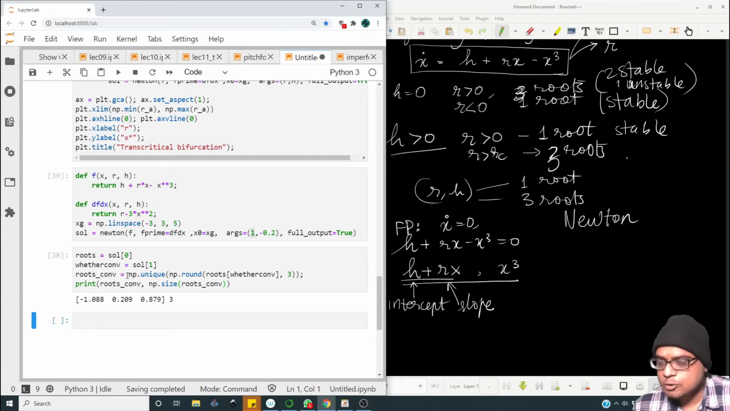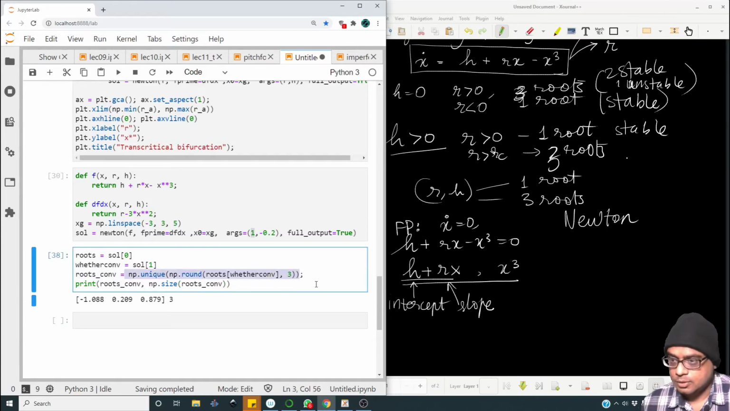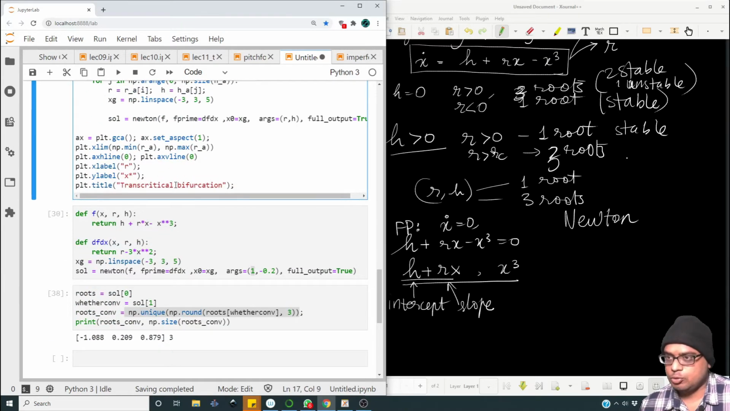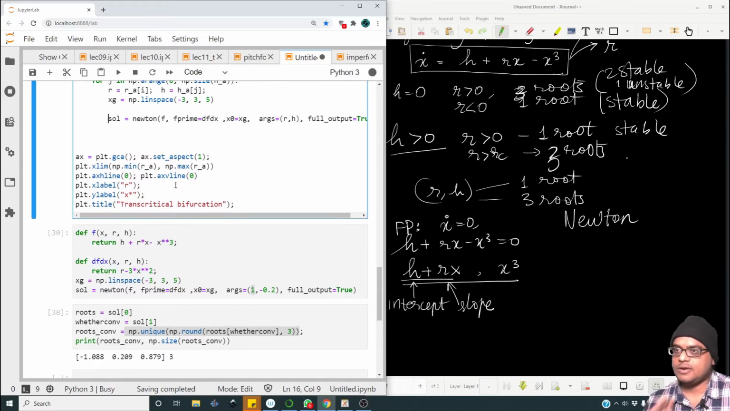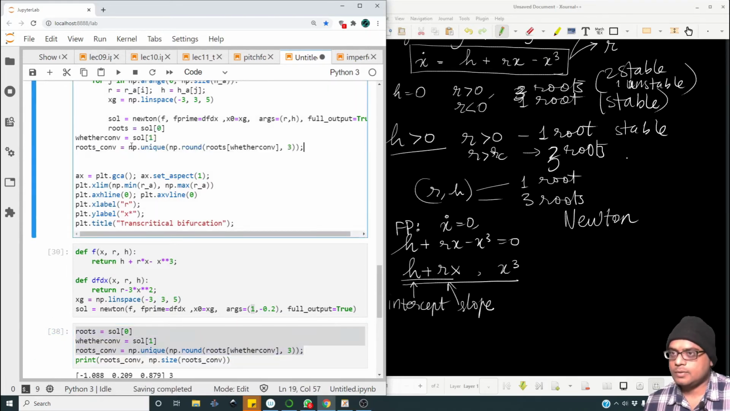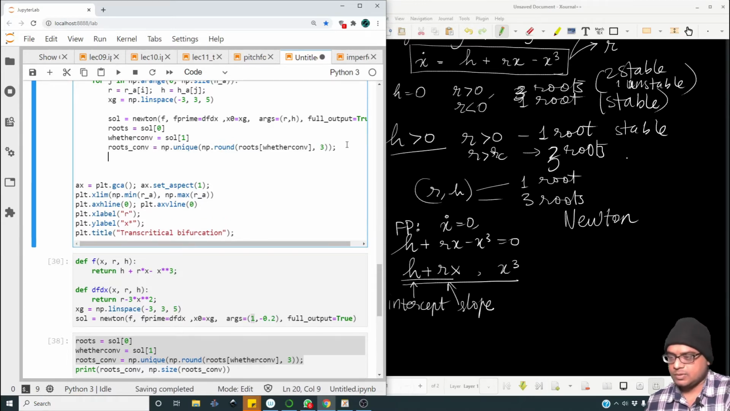This is the code that we are more interested in, so we'll copy this and go over here. Once we have the solution, we will copy paste this thing. Roots will be sol 0, whether converged will be sol 1, roots converged will be this, and number of roots will be np.size of roots converged.